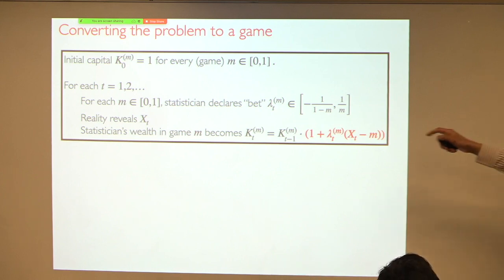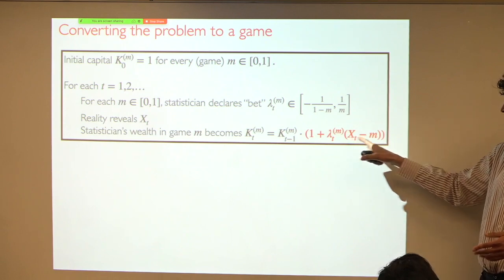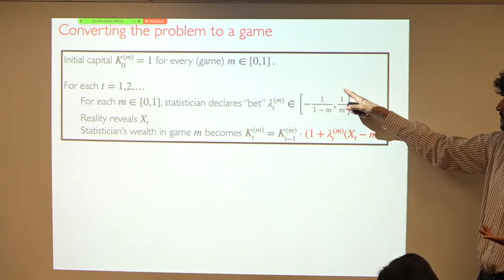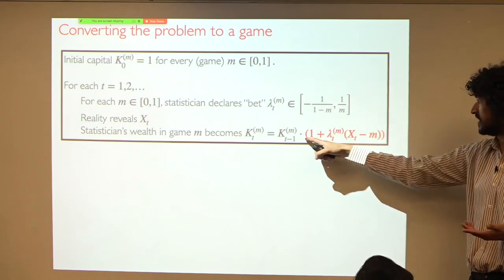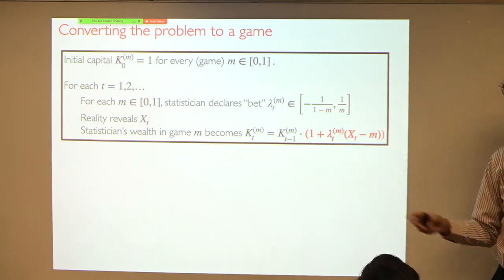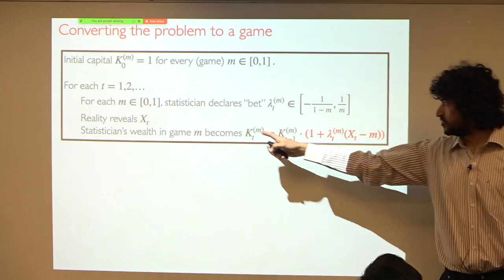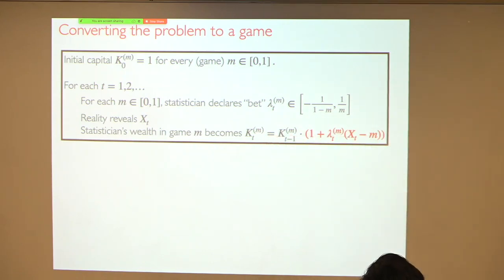The reason that lambda t lies in this weird range is just to ensure that this is non-negative. So xt lies in the range 0 to 1. When it's 0, it can take on the value minus m, so that's why 1 over m. And when it's 1, it's 1 minus m. So these bounds for your bet just ensure that your entire capital process is non-negative. That's just a non-negativity constraint.